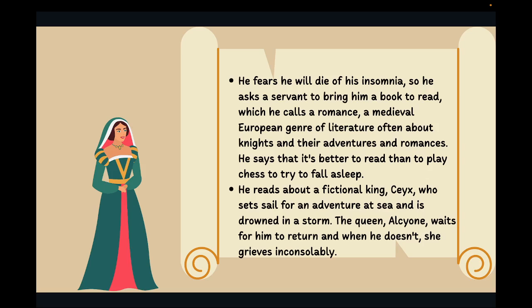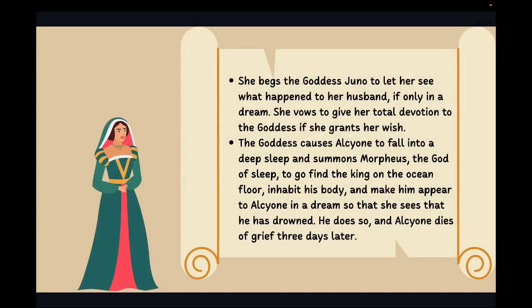Anyways, he reads about a fictional king, Ceyx, who sets sail for an adventure at sea and is drowned in a storm. The queen Alcyone waits for him to return, and when he doesn't, she grieves inconsolably. She begs the goddess Juno to let her see what happened to her husband, if only in a dream. She vows to give her total devotion to the goddess if she grants her wish. The goddess causes Alcyone to fall into a deep sleep and summons Morpheus, the god of sleep, to go find the king on the ocean floor, inhabit his body, and make him appear to Alcyone in a dream so that she sees that he has drowned. He does so, and Alcyone dies of grief 3 days later.